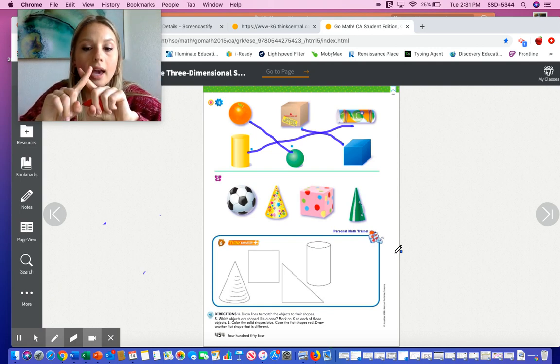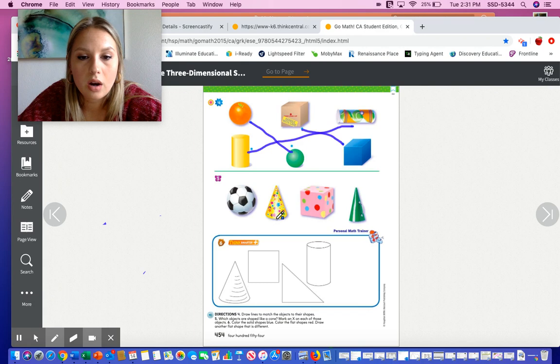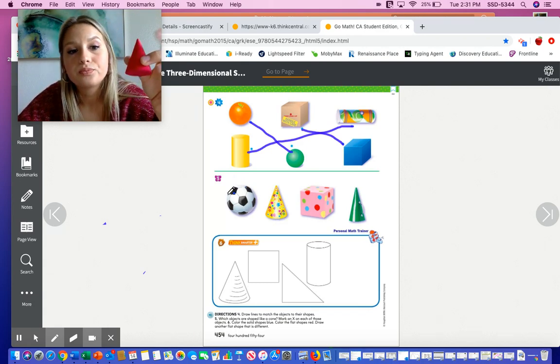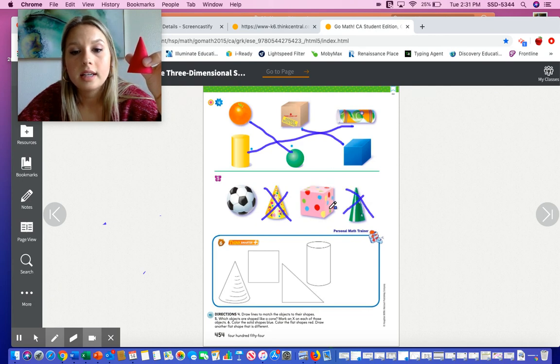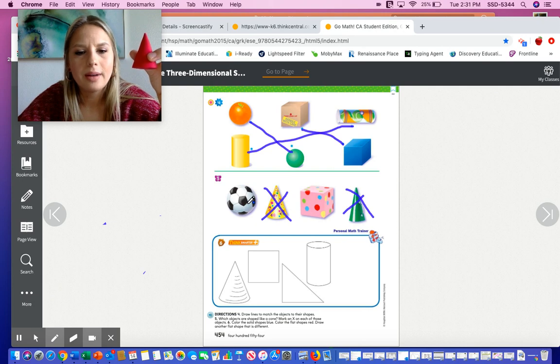So put an X on the shapes that are the objects that are a cone. Is this a cone? No. Is this a cone? Yes. X marks the spot. Is this a cone? No. Is this a cone? Yes. That one's a cube and that one's a sphere, right?